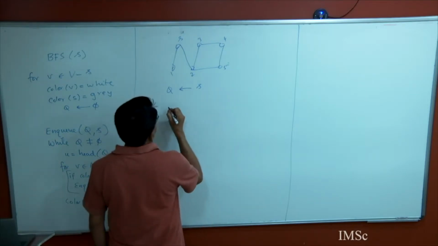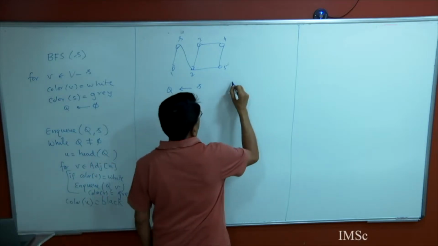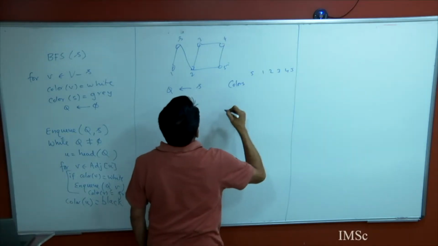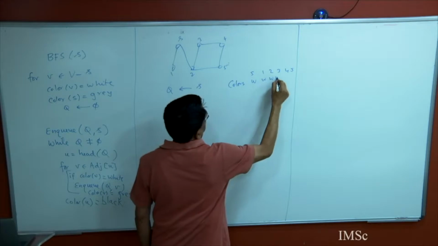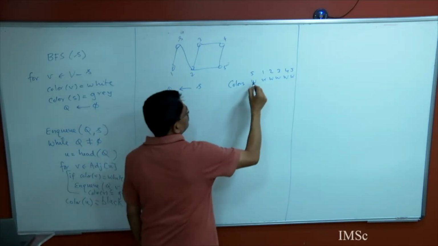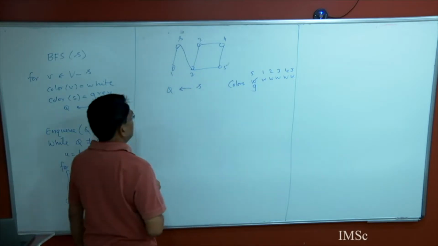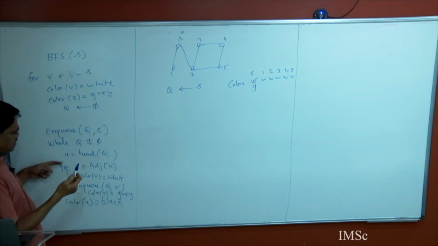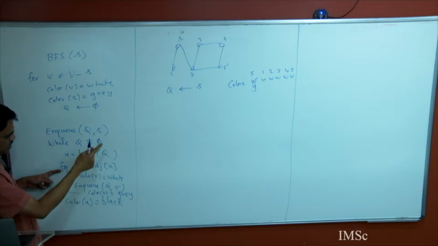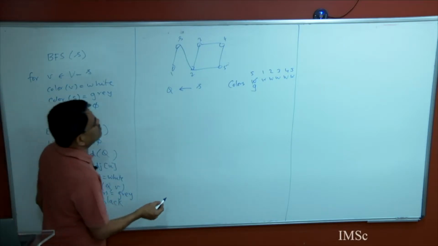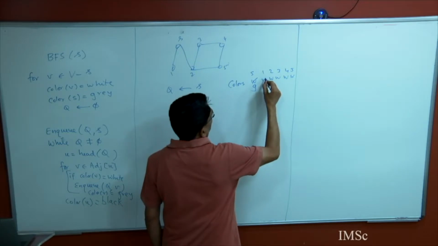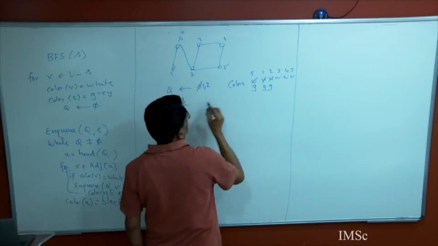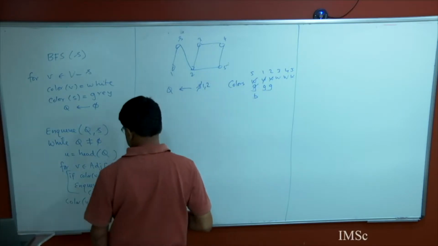Okay, so let's look at the colors of S, 1, 2, 3, 4, 5. Everybody would be white to start with. S would be gray, and then Q is non-empty, I take the head, which is S, and look at all its neighbors. If they are all white, add them to the Q and make them gray. S's neighbors here are 1 and 2. So 1 and 2 will become gray, get added to the Q, and S becomes black because we are done.